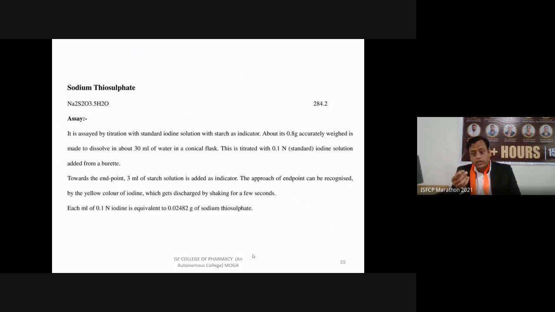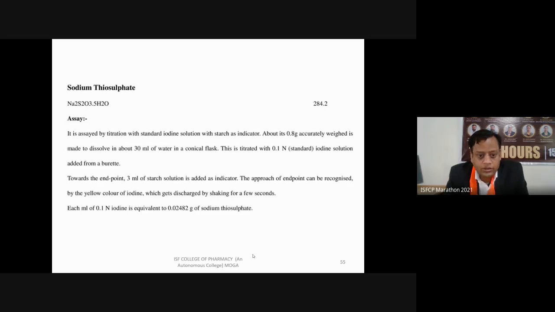When the burette contents slowly drop into the conical flask, we determine the endpoint. Generally, we add 3 ml of starch solution, decided based on the sodium thiosulfate quantity. Starch solution is used as an indicator. At the endpoint, the yellow color of iodine is recognized. The approach of the endpoint can be recognized by the yellow color of iodine, which gets discharged by shaking for a few seconds. Here, each ml of 0.1 normal iodine is equivalent to 0.02482 gram of sodium thiosulfate.